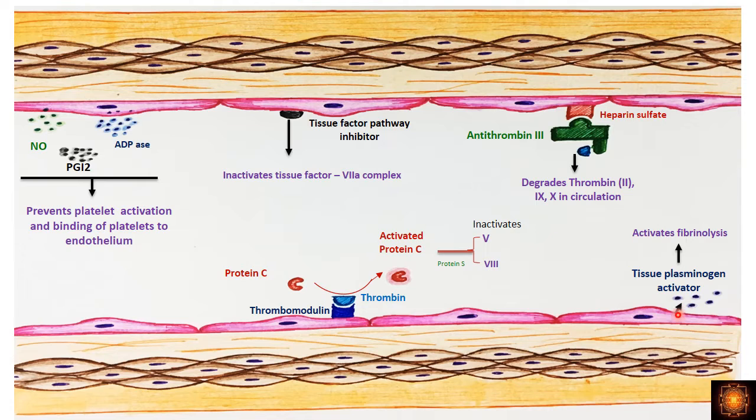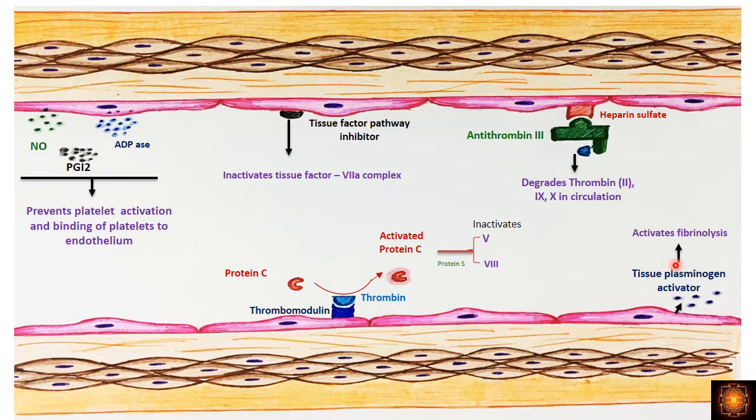Now another factor which is produced is tissue plasminogen activator. This activates plasmin, which causes fibrinolysis. So if at all there is a clot formation, immediately it will be degraded by the tissue plasminogen activator, which activates plasmin and causes fibrinolysis. So all these are the factors which are produced by the endothelial cells.